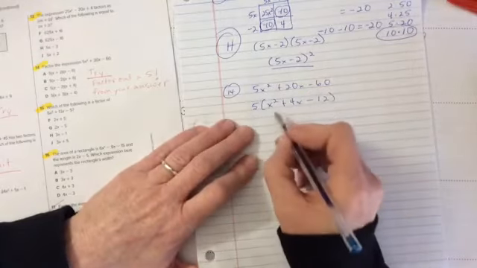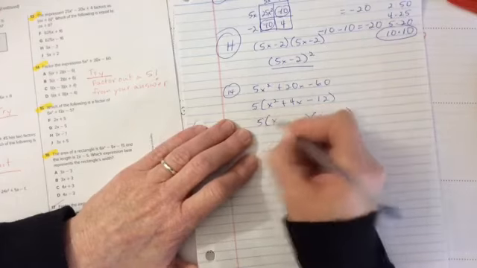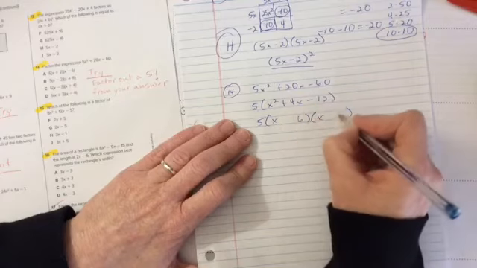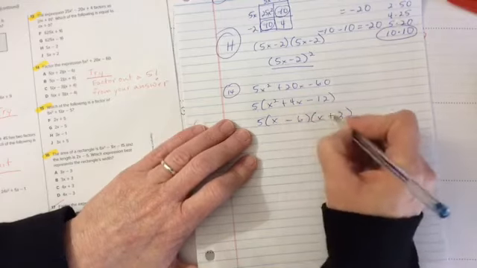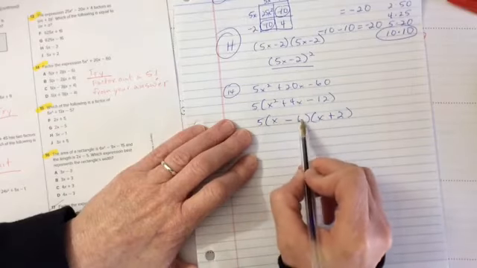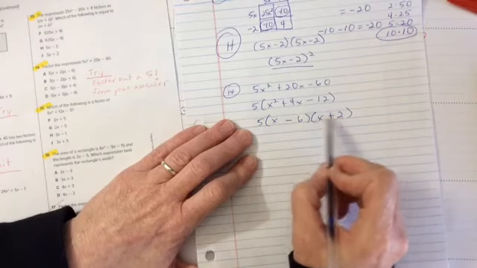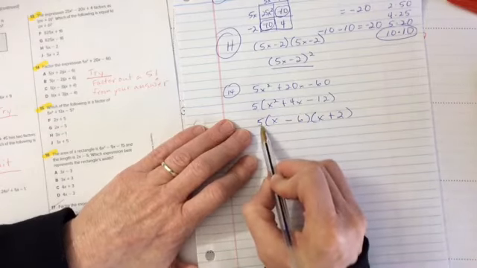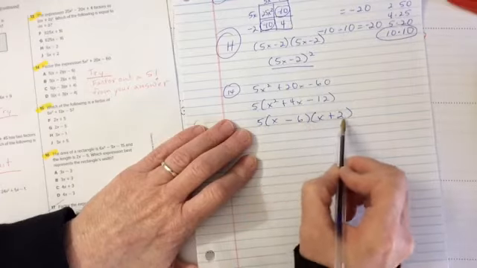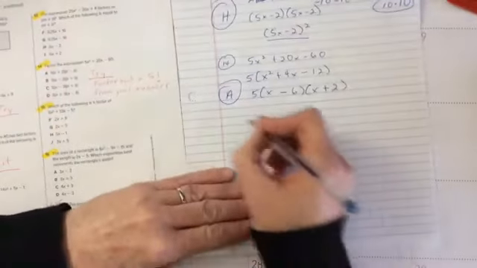And so now we can do the 2 parentheses, and we're going to get x and x. And it looks like a 6 and 2 would work. So we should have 5 times x minus 6 times x plus 2. So we have our 5, and that's in all the answers, x minus 6 and x plus 2. So your answer would be A. Do not take off for that one.